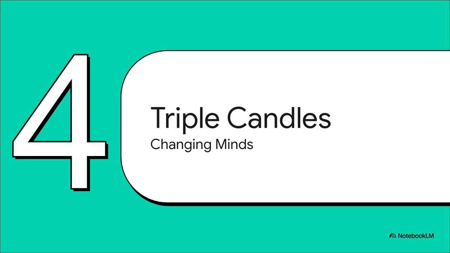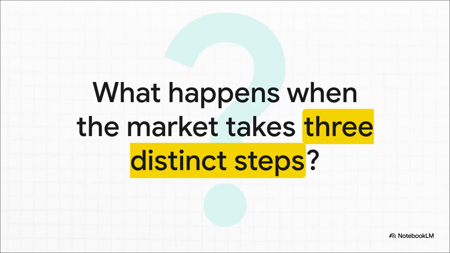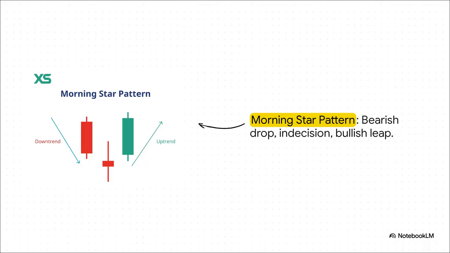Let's look at part four, triple candles and changing minds. We've seen sudden shifts, but now we're examining what happens when the market forms even larger, more complex words using 3 consecutive candles. Think about it like a speeding train. It takes serious momentum and a ton of effort to stop a train and send it fully in the opposite direction. Reversing a strong market trend works the exact same way, and 3-candle patterns map out that transition beautifully, step by step. This dynamic is perfectly captured in the morning star pattern.